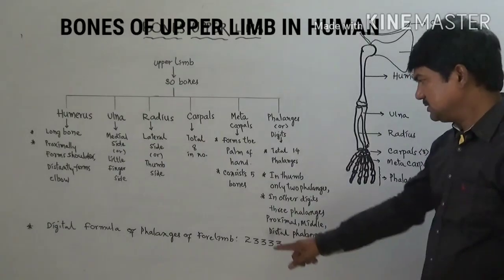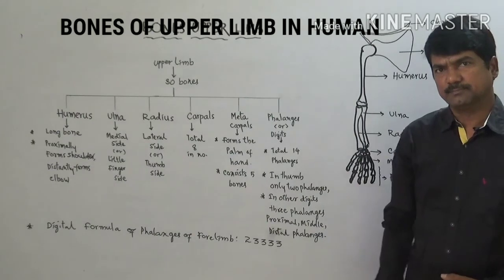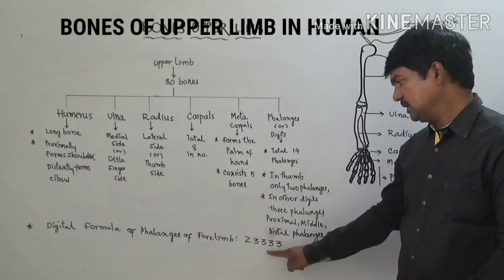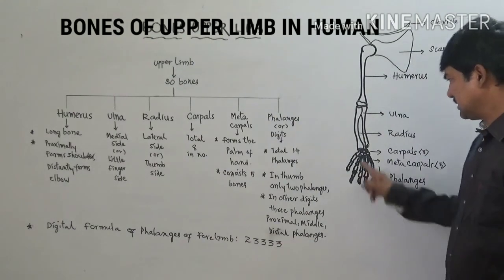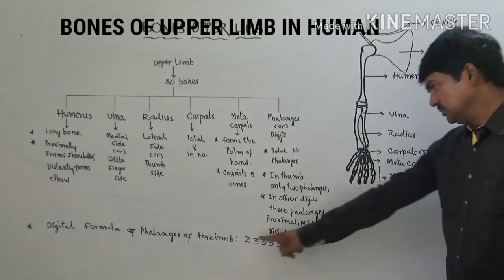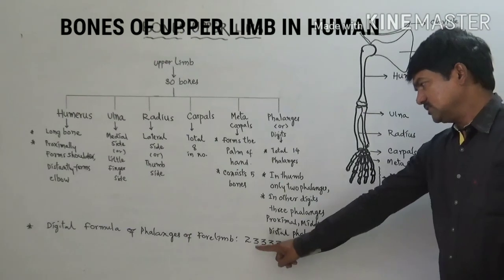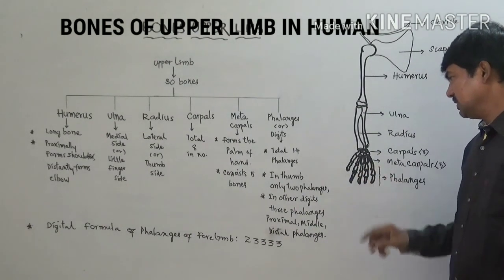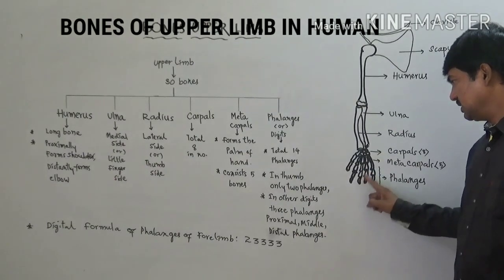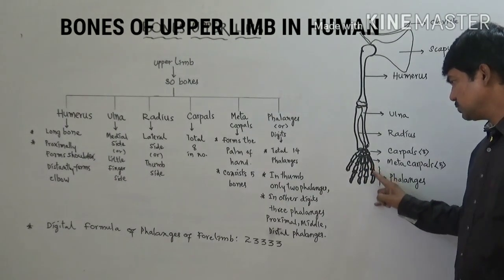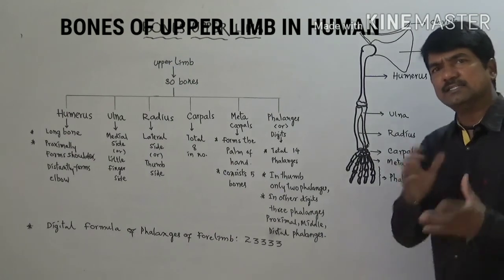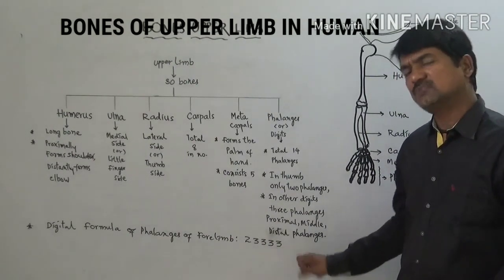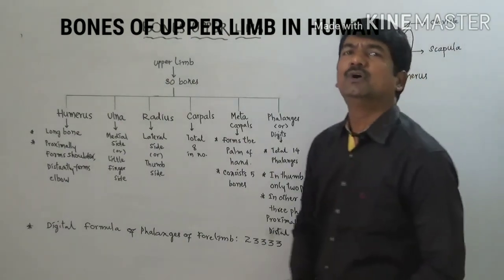If we see the digital formula of the forelimb, we can identify that it is 2, 3, 3, 3 and 3. In the thumb there are 1 and 2, this is the thumb, and this is the pointer finger. Here we can identify 1, 2, 3, and here 1, 2, 3, 1, 2, 3, 1, 2, 3. Like that we get the digital formula, which is 2, 3, 3, 3 and 3. This is the digital formula of the forelimb.